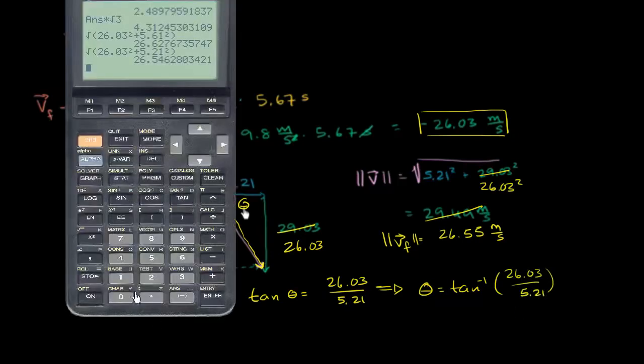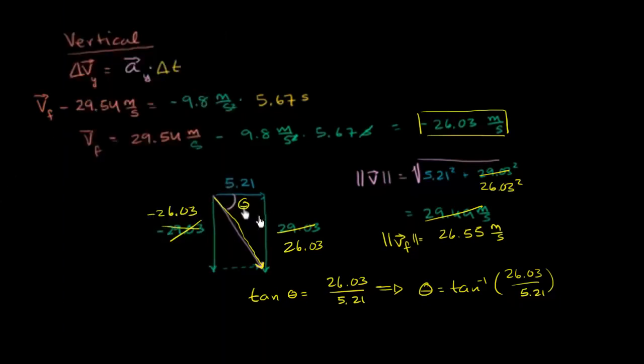And that gives us the inverse tangent of 26.03 divided by 5.21, which is roughly 78.7 degrees. So the angle here is 78.7 degrees, and it's below the horizontal. So we can say that the final velocity vector has a magnitude of 26.55 meters per second at a direction of 78.7 degrees below the horizontal. So I hope I didn't confuse you too much with that mistake at the end of that video.